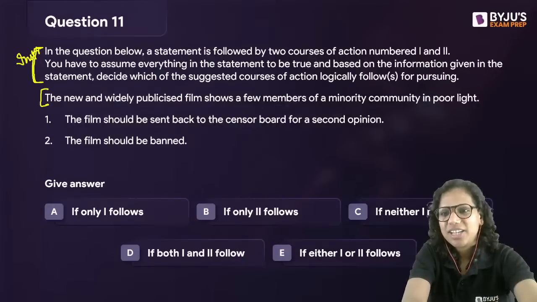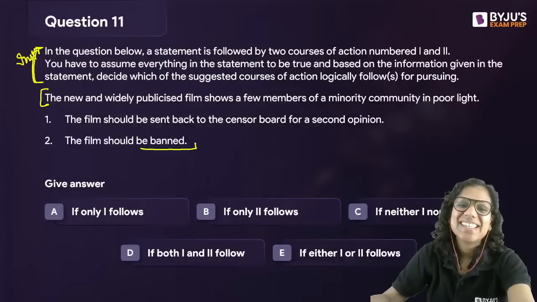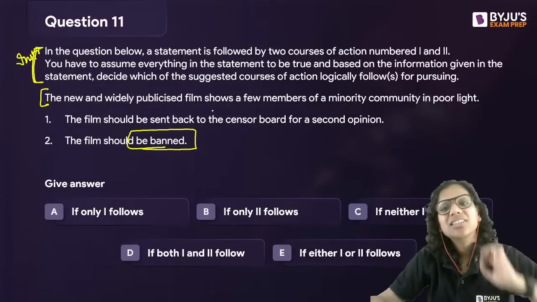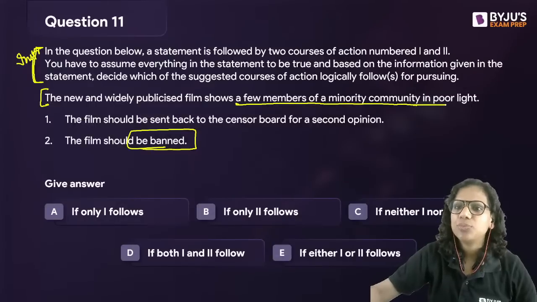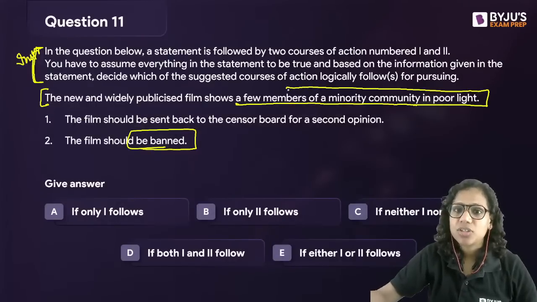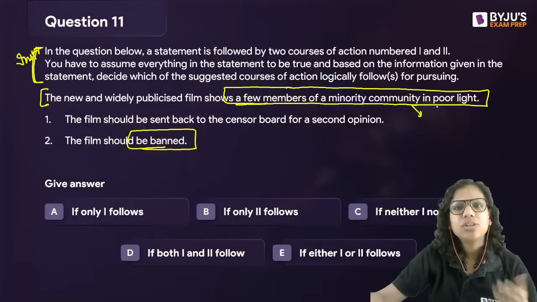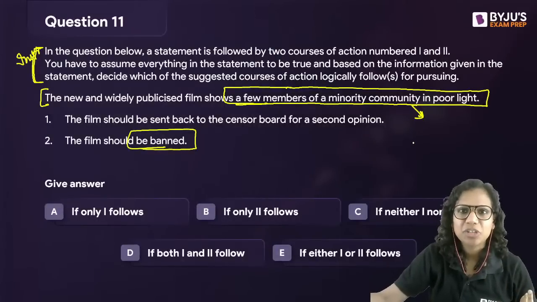A, B, C, all right. Two follows: the film should be banned. Just ban it. As I said, the situation has to be really extreme for a ban to be justified. Now, read this carefully. It shows a few members of a minority community in poor light. Not all the members, a few members of a minority community. So we need to investigate why this has happened. Probably the plot is such. Let's say there is a movie about a minority community. Now in that movie there are some villains also. So those will also be from the minority community only, and not from any majority community.